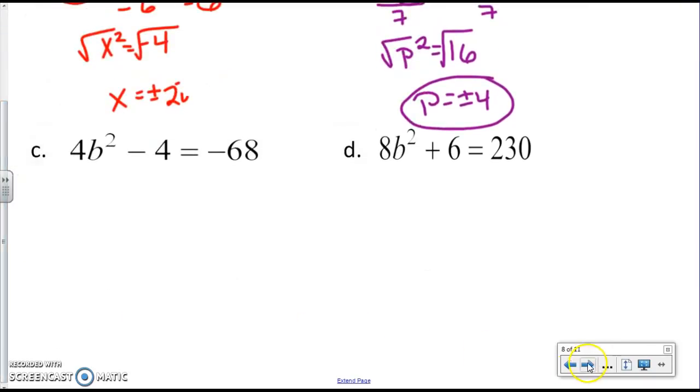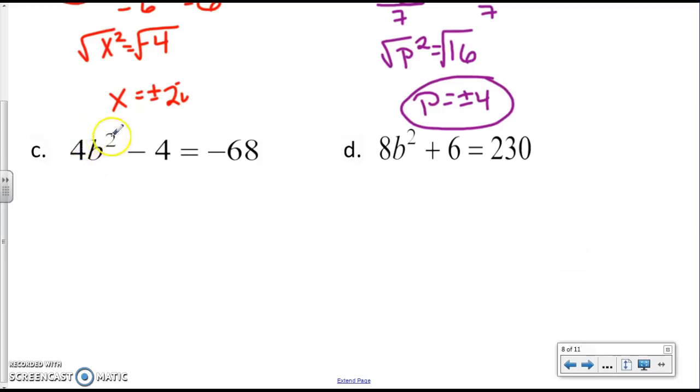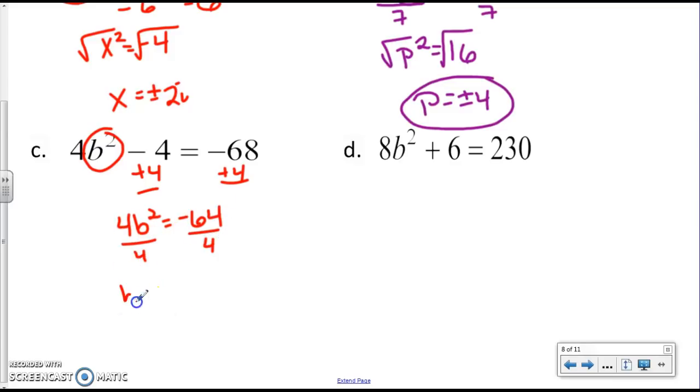Okay, the next two have a couple steps there. So getting this alone, I need to cancel both 4s. So I'm going to start with my addition. So add 4 to both sides. And then divide. And then take the square root. So the square root of -16 is plus or minus 4i.